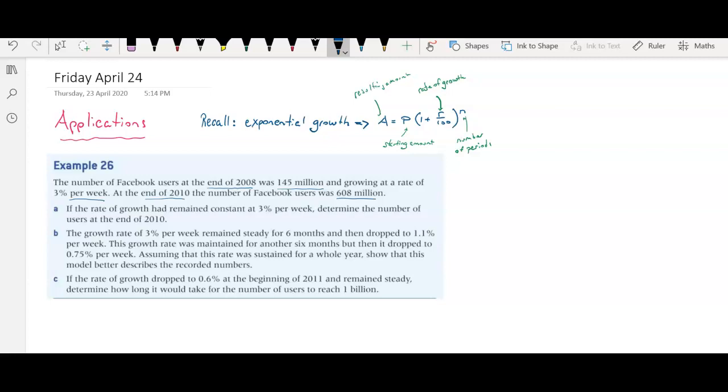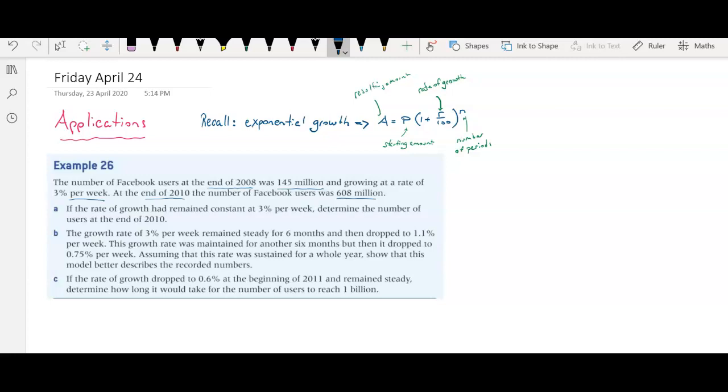All right. If the rate of growth had remained constant at 3% per week, determine the number of users at the end of 2010. Now, this is a little confusing because we're told the number of users is 608 million, but this is not an amount that was arrived at with a 3% per week increase over those 2 years. So what this question is saying is, if it had increased at 3% per week for those 2 years, what would the final amount have been? So we're starting with 145 million, and we're going to use this exponential growth formula to come up with our answer.